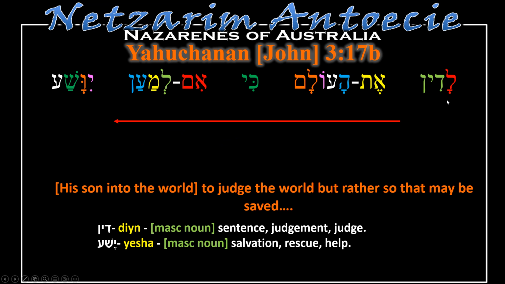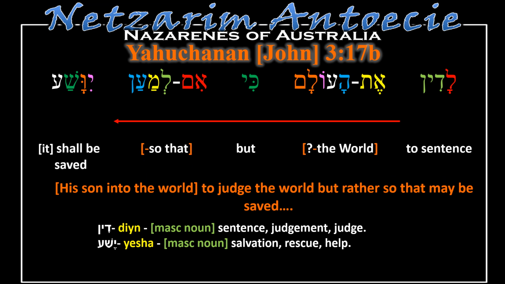And now we read it. La din. Now remember, because you've got a yod there, the I sound is not short, but a little bit longer. La din. Et ha'olam ki im lema'an yivasha. Remembering that that A sound is longer than that sound. So it is yivasha. So I'm just emphasizing that we've got short and long vowel sounds. And so therefore it is to sentence, grammar marker, the world, but so that it shall be saved.